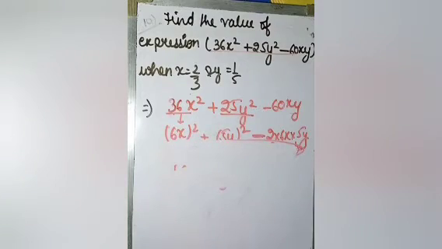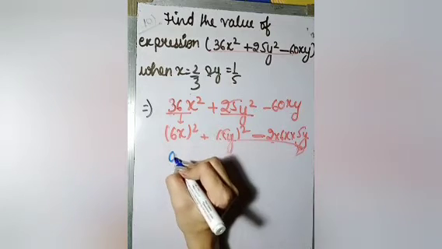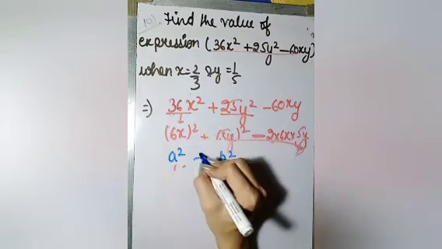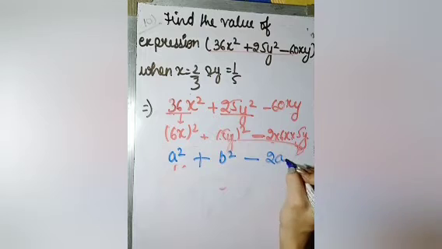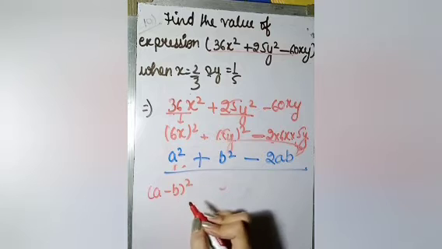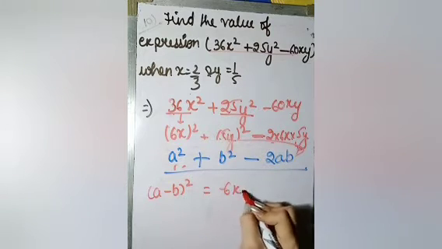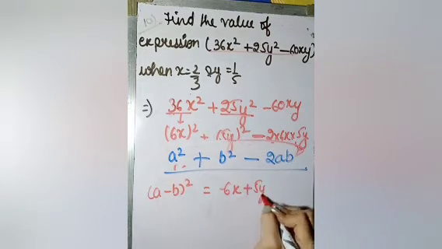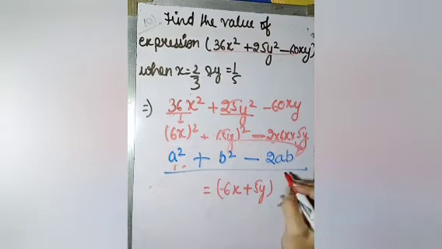Now see, if this is a square and this is b square, a square plus b square minus 2ab, we will use this property, then it will be (a minus b) whole square. a is 6x, b is 5y. Put the value of x.